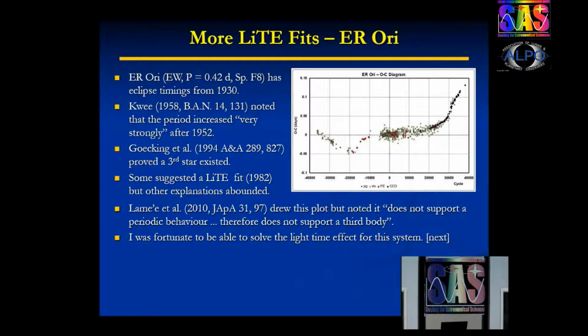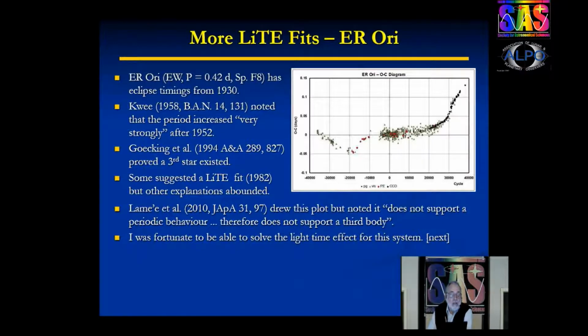These are photographic. The yellow pyramids are visual. You can see the scatter there. The red circles are photoelectric, and the black squares, black diamonds, are CCD. So anyway, this is the fit to the data that we have.